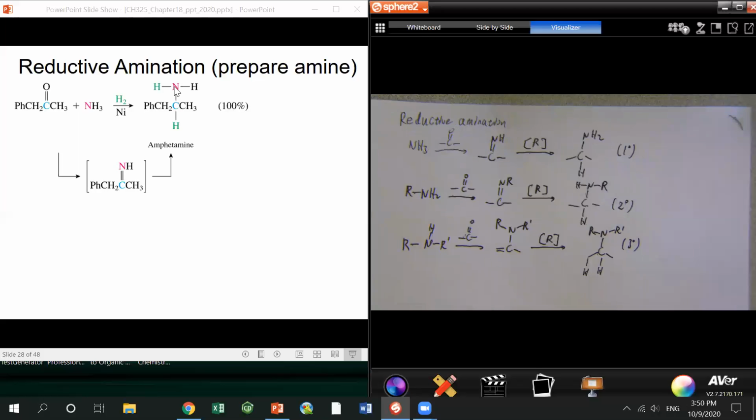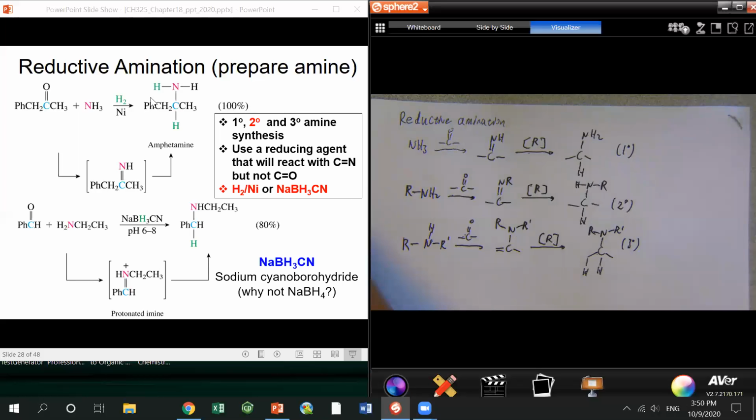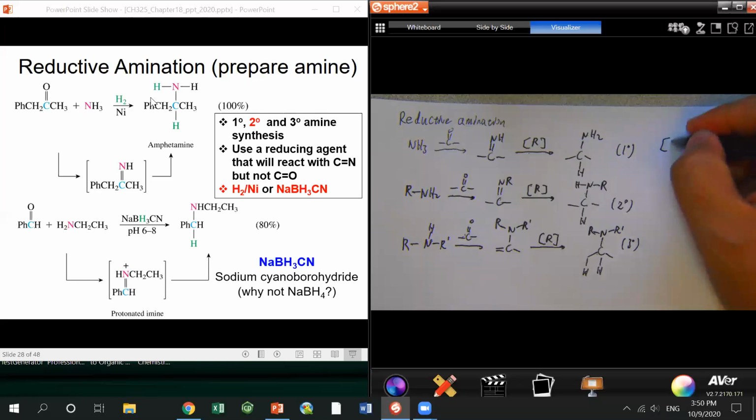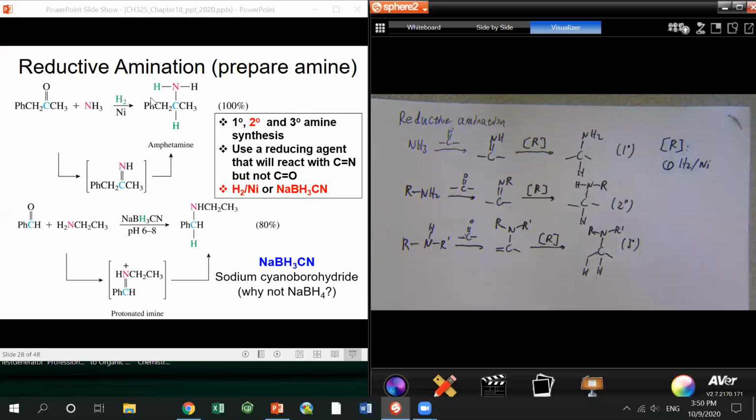And then the tricky thing here is what the reduction reagent is. Two reagents can do these reactions. One is hydrogen with nickel. Another one has a pretty long name: sodium cyanoborohydride, NaBH3CN.